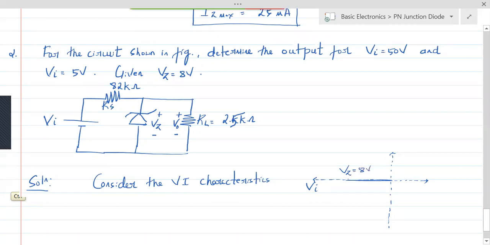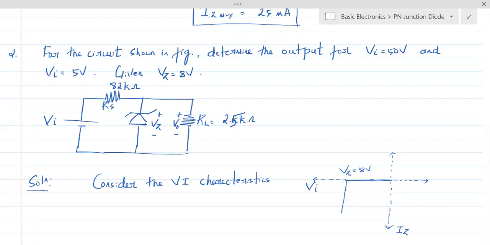Fine. Till that is reached, what is your Iz? This is your Iz. What is Iz till the Vi reaches Vz? Anybody comment on that? What is Iz when Vi has not reached 8 volts? It is 0. It's very clearly indicated here.